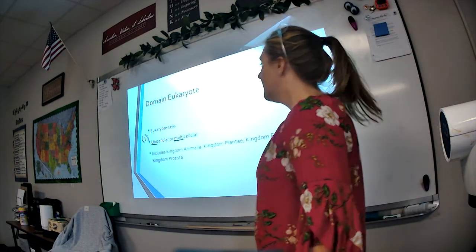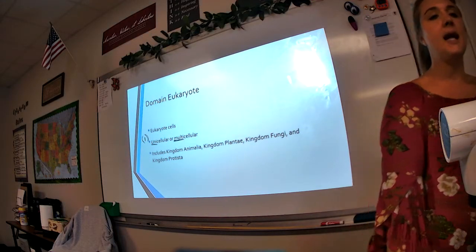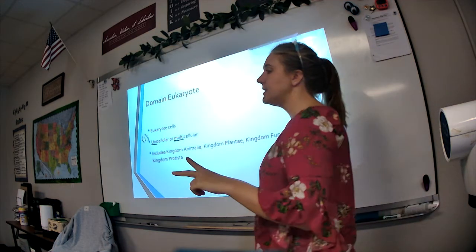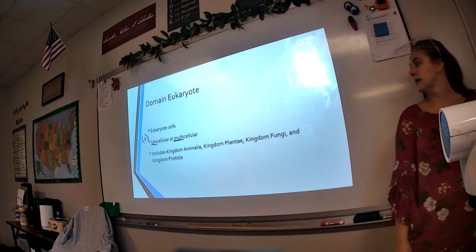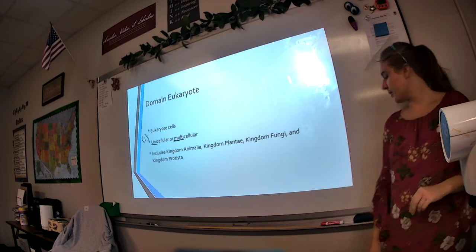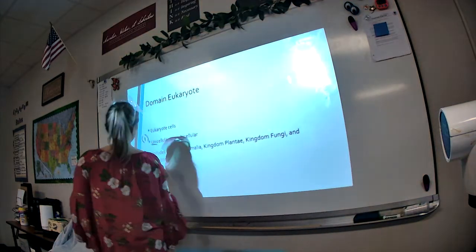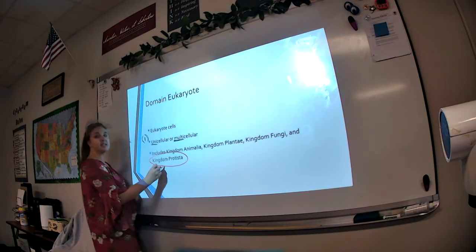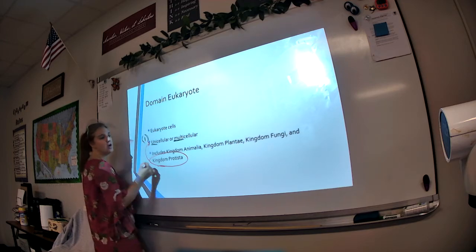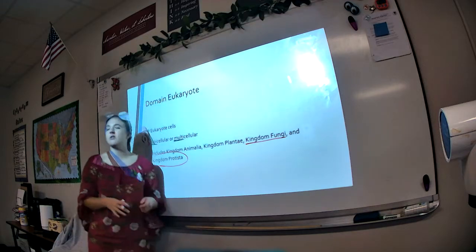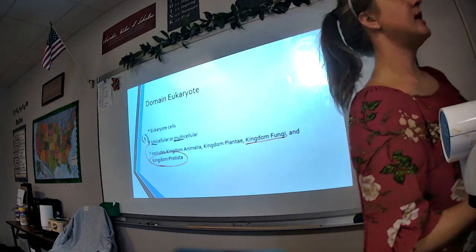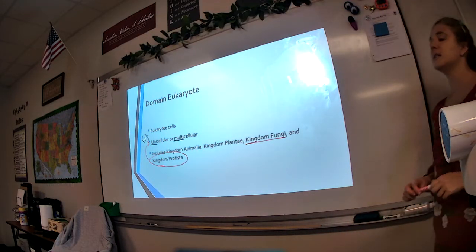Okay? And then last characteristic for this domain, it includes 4 kingdoms. Kingdom Animalia, Kingdom Plantae, so animals and plants, Kingdom Fungi, mushrooms, mold, yeast, and Kingdom Protista. Now, you don't have to write this, but Kingdom Protista, this is the one kingdom that's a little funky. This is the one that's typically unicellular. Okay? You could have Kingdom Fungi unicellular every once in a while. Okay? But typically when we talk about a eukaryotic unicellular organism, usually we're referring to Kingdom Protista.